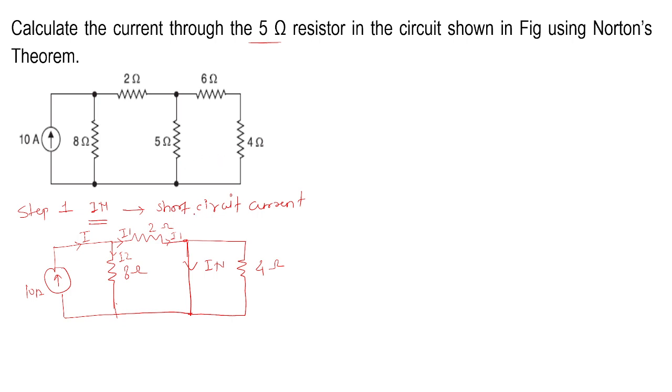I think 6 ohm is missing. Someone pointed out correctly. So here is 6 ohm. Okay, sorry. Current will always flow through low resistance path or least resistance path.